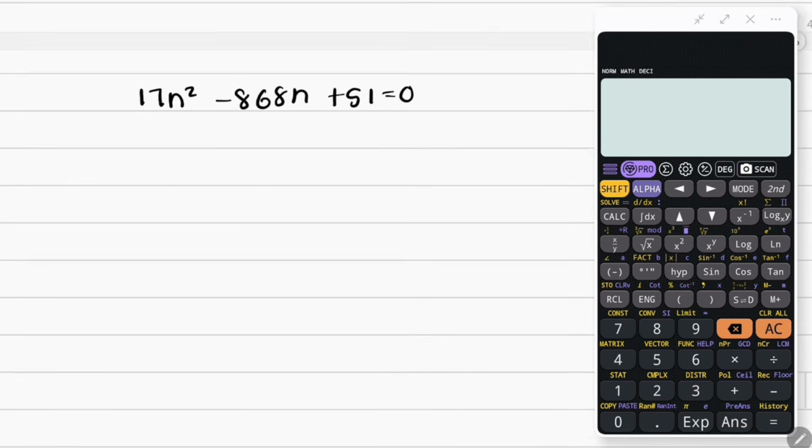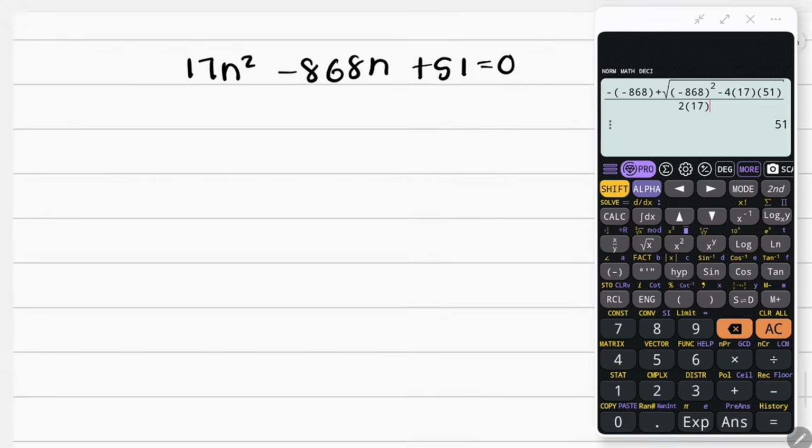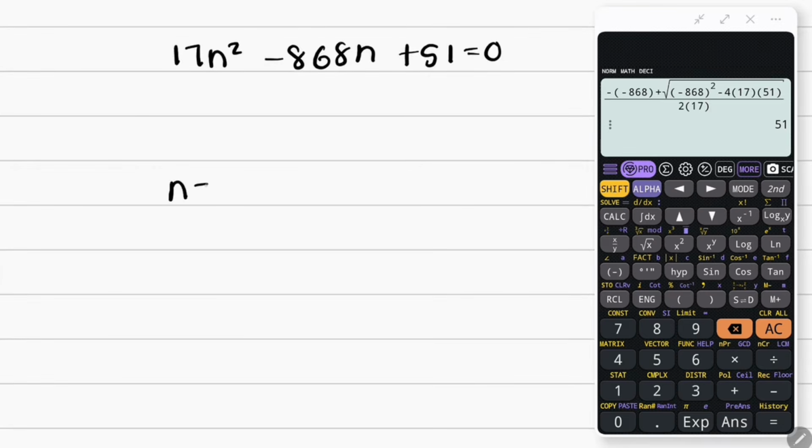Here's how we can also just solve for this, just to get the answer quickly. We can use the quadratic formula, but I'm not going to show it here, because these may have factors. Okay, so let's go ahead and substitute. We're going to say negative b, and so this is negative 868, plus or minus the square root of b squared, which is negative 868, all squared, minus 4 times a, which is 17, times c, which is 51, and all over 2a. So 2 times 17. Okay, so we get 51, meaning n equal to 51 is one of the solutions that we will have.